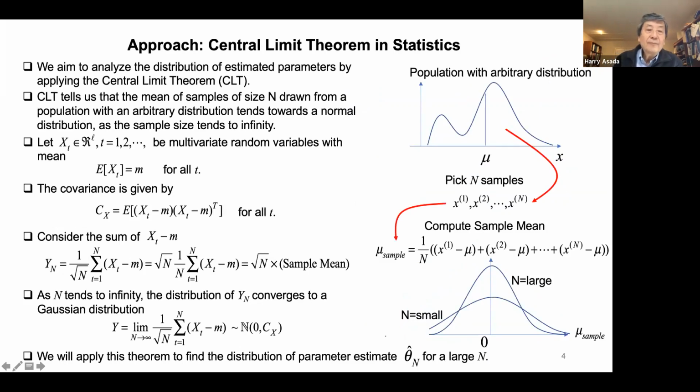Now, theory. What we would like to do is to apply the central limit theorem to this problem. That is a very natural choice. We aim to analyze the distribution of estimated parameters by applying the central limit theorem. I think you have at least heard of the central limit theorem. Here is the population distribution. The distribution is arbitrary; it is not necessarily unimodal, it can be multimodal, any ugly distribution. You pick n samples from it, x1, x2, up to xn. First you compute the mean of this sample, 1 over n.